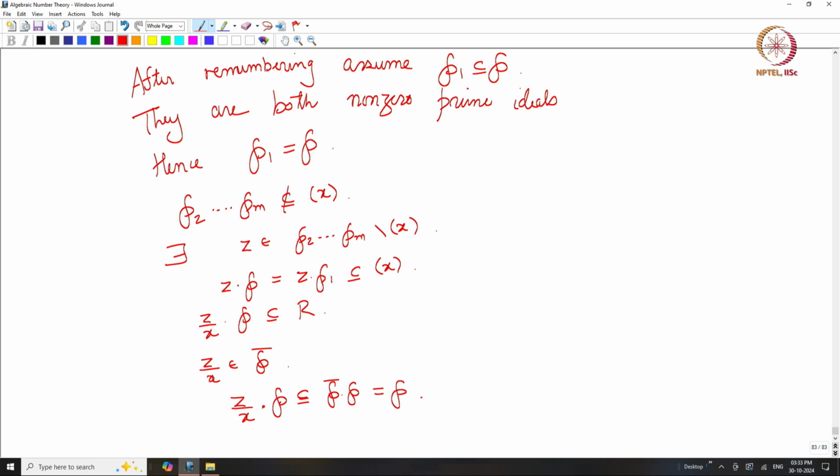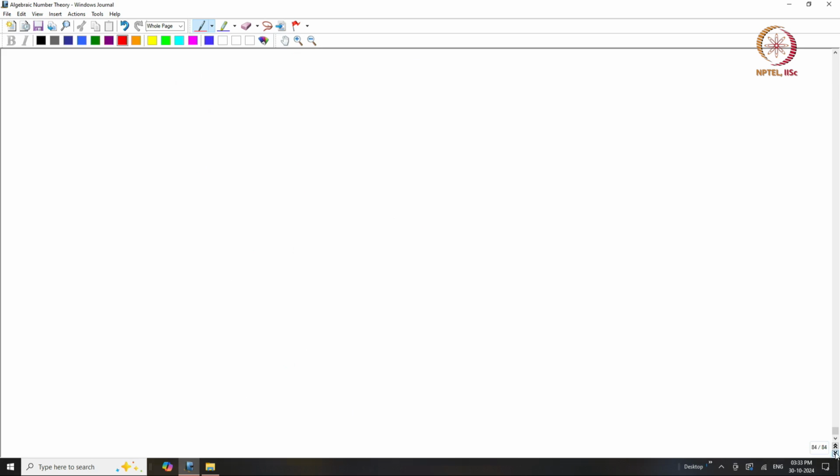So, z by x, I should also say, is contained in p bar, but not in R, right, because if this were contained in R, then z would be in the ideal generated by x. So, what we have done now is we have constructed an element which is not in R, but when I multiply every element of P with it, I get an element of P itself. Now, this does not look right, and indeed it is not. So, what do I do?